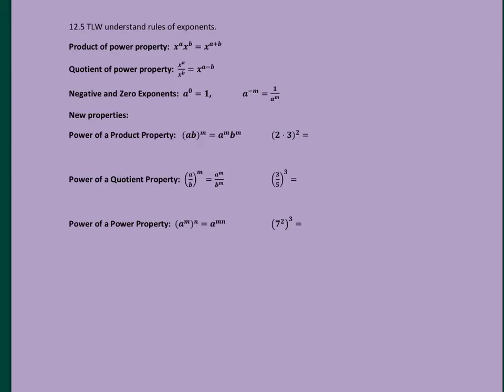Okay? New properties. So instead of product of power, it's power of a product. See how you have a times b to the m, and it equals a to the m times b to the m? Well, look over here. You have 2 times 3 squared. Another way to write that, 2 squared times 3 squared.